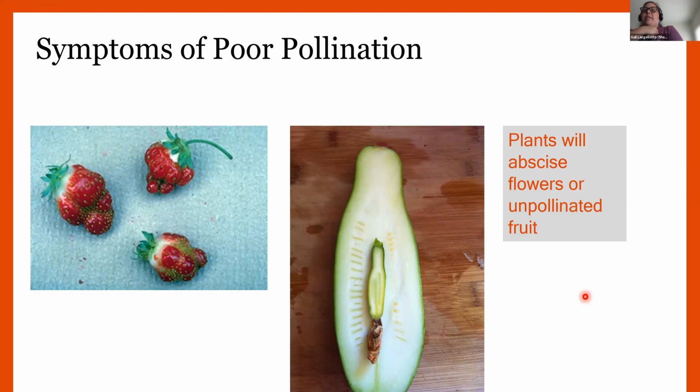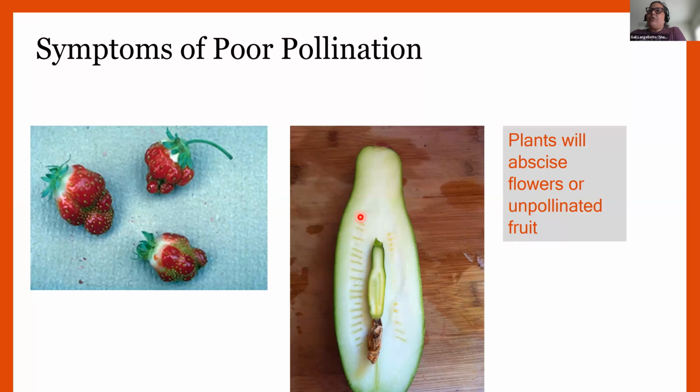Just a little note about some of the things that you can see if you have poor pollination on your plants. Oftentimes you may not even notice that you have poor pollination in your plants because plants will regularly abscise or cut off fruit which has not been pollinated, or cut off their flowers if those flowers have not been pollinated. But in some cases, you might get a little bit of pollination and you might start to get the development of fruiting structures for things like strawberries. You may have uneven fruit development, sometimes known as cat facing.